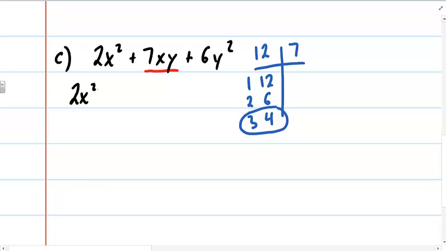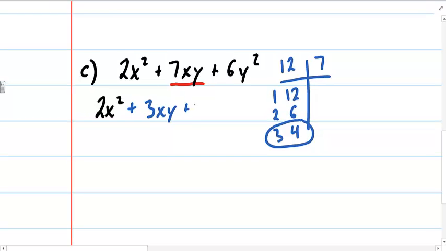So 2x squared, and here's the only tricky part, it's not just 3x like normal, it's going to be 3xy, and it's going to be 4xy, and then it will leave plus 6y squared at the end. Now let's see how that's going to affect things.